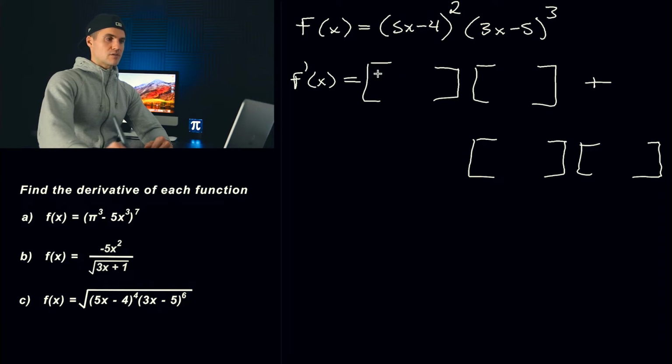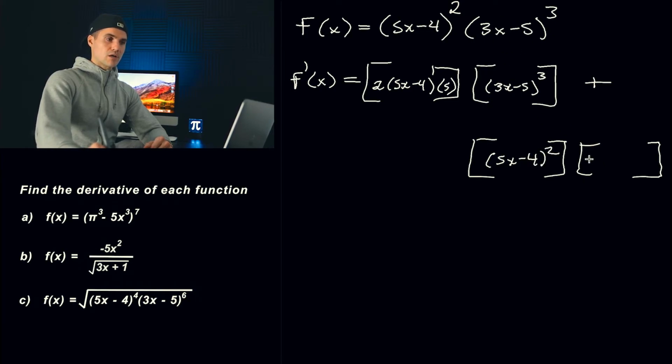Okay, so taking the derivative of this first one, what do? Bring the 2 down, (5x - 4)^1, then multiply it by 5, like that. Multiply it by the derivative of the inside. And this function here, (3x - 5)^3, we keep the same. Then this next bracket, keeping the first function the same, and then we derive this second function here. So bring the 3 down, keep the inner function the same, (3x - 5)^2, then multiply by the derivative of that inner function, which is just 3, like that.